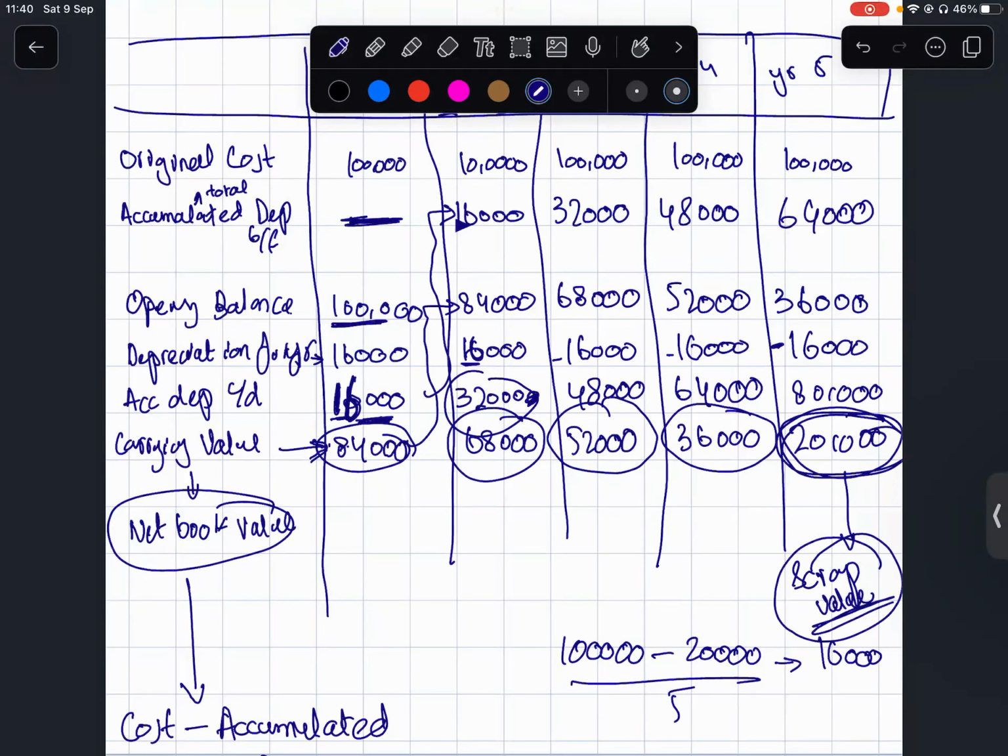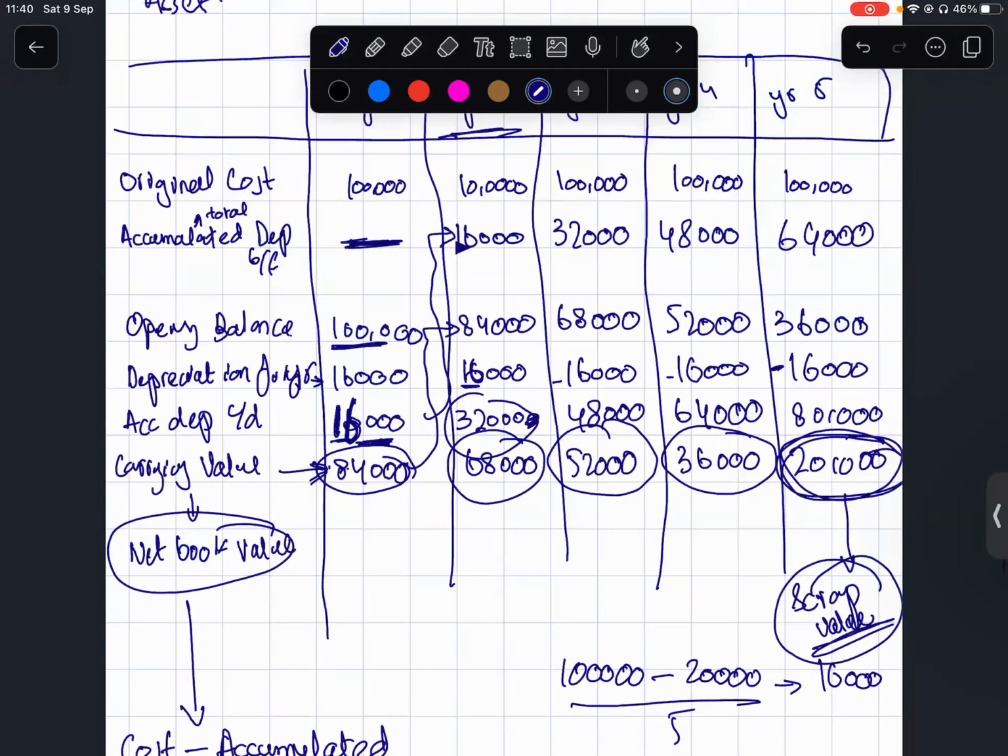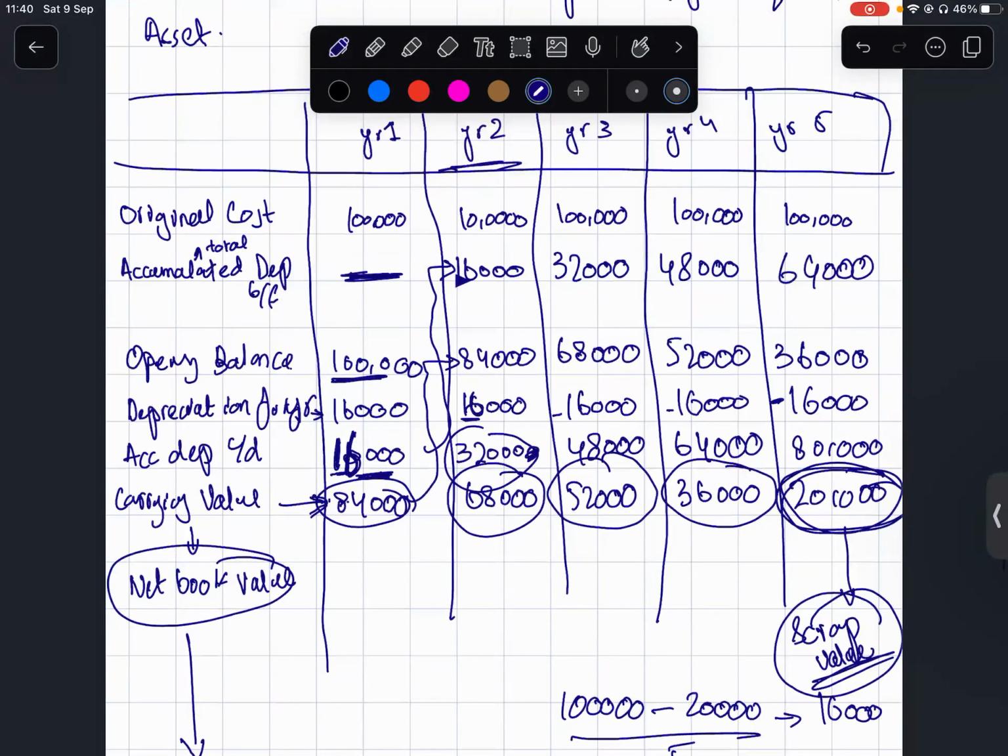Any confusions then regarding this table? Is it clear? Are you confused? Yeah, clear or confused then? Couldn't hear you. Sir, I'm clear.